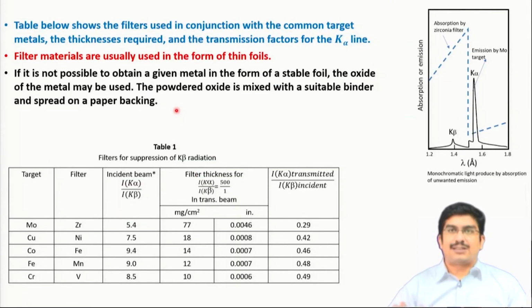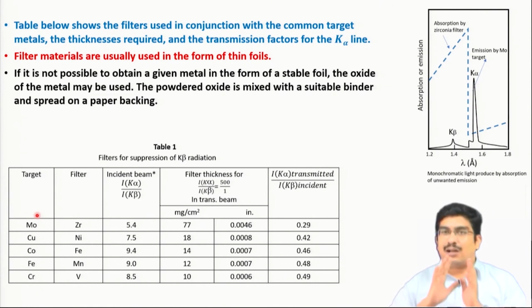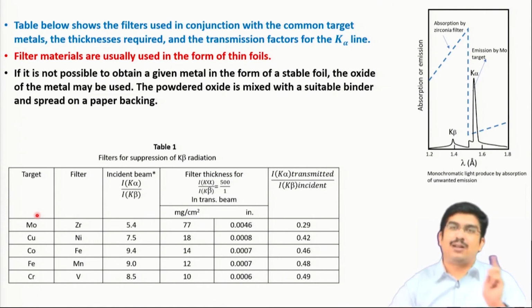Okay. So, now we will quickly glance through some examples of these filter materials. Below is a table which shows the typical filters used for different targets. This is a combination: the filter material and the target metal come together. You cannot simply use any filter material for any target material. For example, if it is moly, you have to use something like zirconium. If it is copper, you have to use nickel. If it is cobalt, it is iron, and so on.